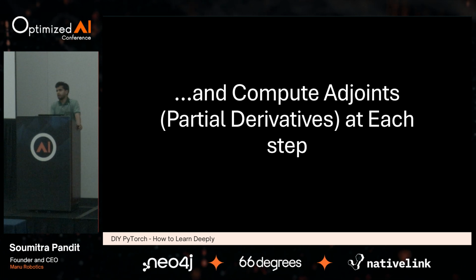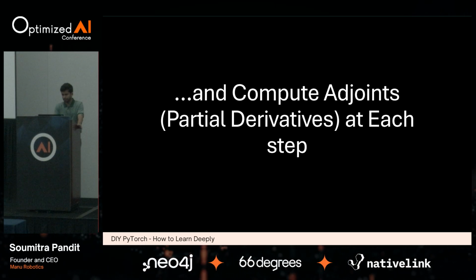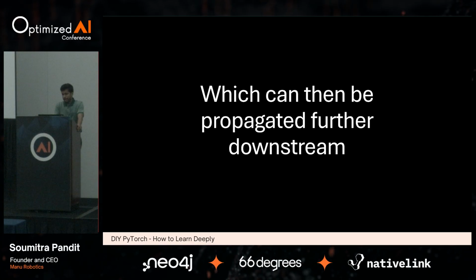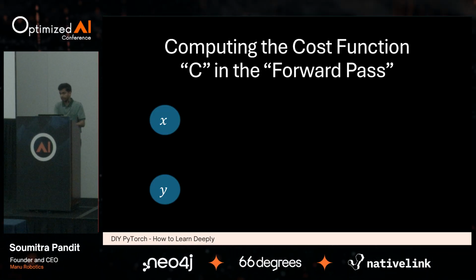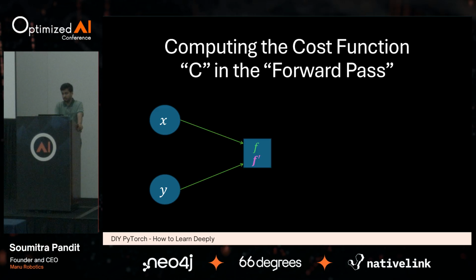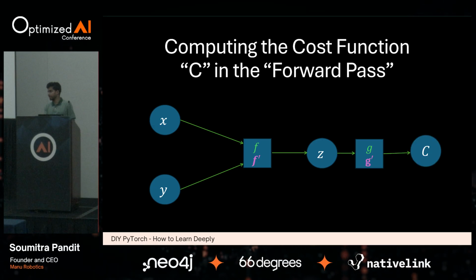And what we do is we call these partial derivatives adjoints. This is just terminology that comes from the literature, and they can be propagated down. But this is how a forward pass would look. You have two variables, and in the forward pass you go to the next level, get an operator, get an output, add another function, and have a cost. And essentially that's what you want.